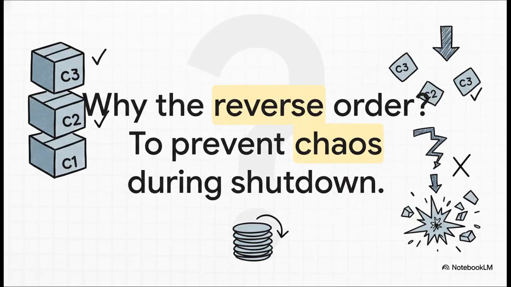So why on earth would it do this? Well, there's a really, really good reason, and it's all about preventing chaos. Imagine that object C3 depended on C2 for something. If we destroyed C2 first, C3 would suddenly be left in a broken, unstable state. This last-in, first-out rule guarantees a safe and orderly shutdown every time. So you see, understanding this constructor-destructor lifecycle isn't just about syntax. It's about writing code that's robust, predictable, and safe. Which leaves you to wonder, what other hidden behaviors are quietly shaping the way your programs run?